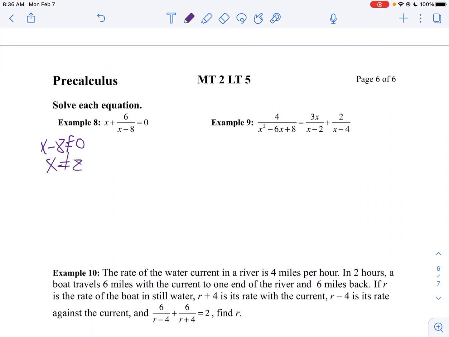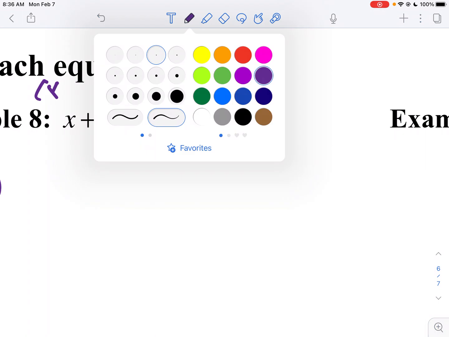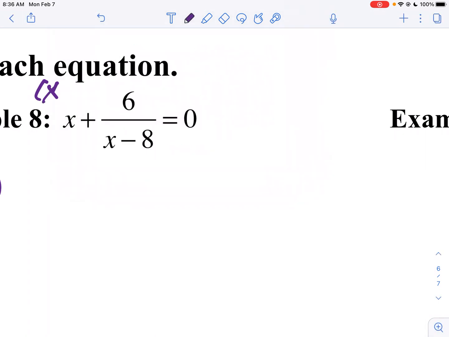So I solve the problem like I would any other way, except when I'm done, I make sure my answer can't be 8. So I'm going to clear my fractions. I'm going to multiply every single term by x minus 8. So x minus 8 times x minus 8 times x minus 8. So in other words, we have x times x minus 8. Probably could have multiplied that out, but I didn't.